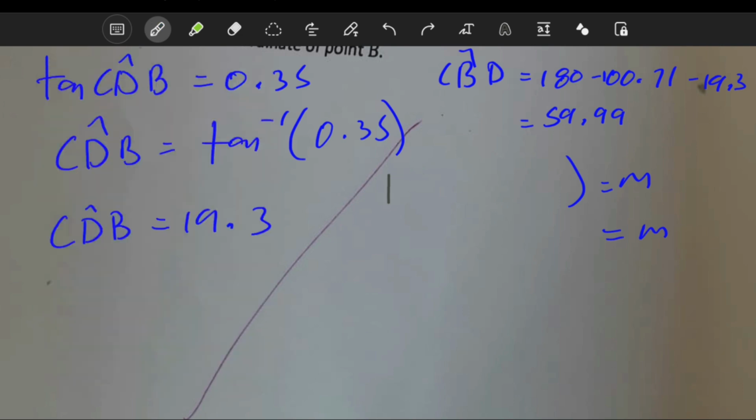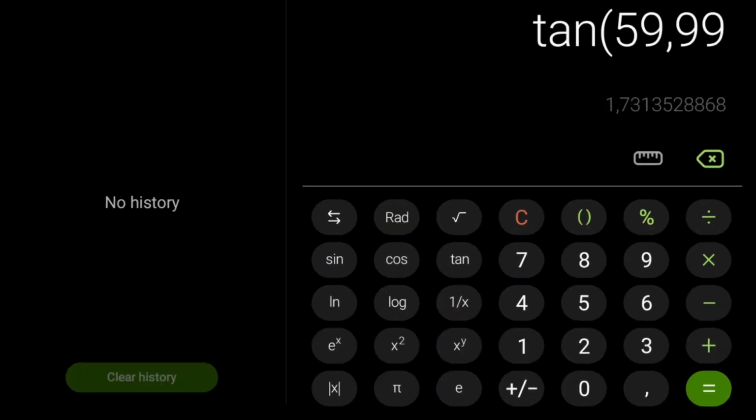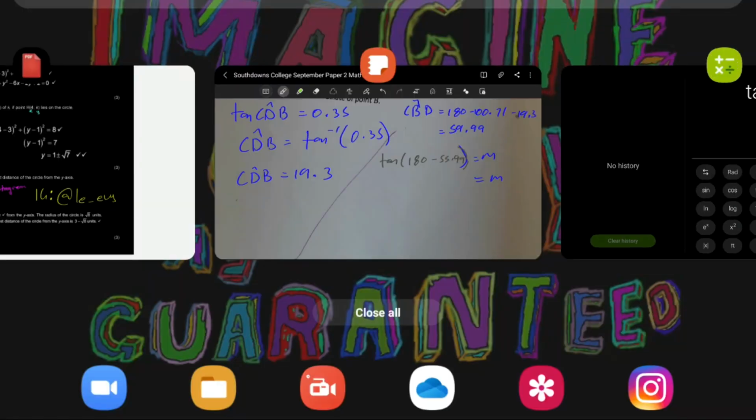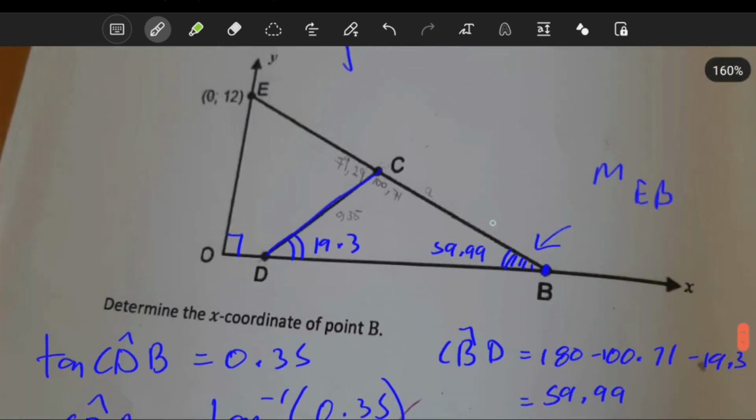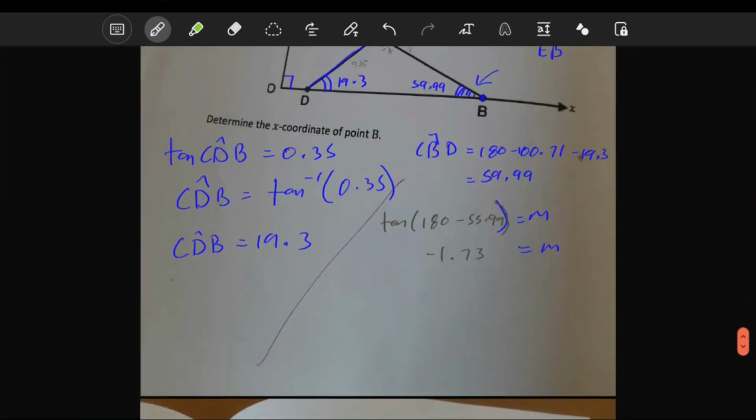180 degrees minus 59 is 55.99. If you put this into the calculator now, look what you're going to get. Let's put 180, and you see, you're getting the negative version. So even if you didn't do what we're doing now, it doesn't matter. You can always take your answer as a negative because this is a negative gradient anyway. So that's the gradient here.